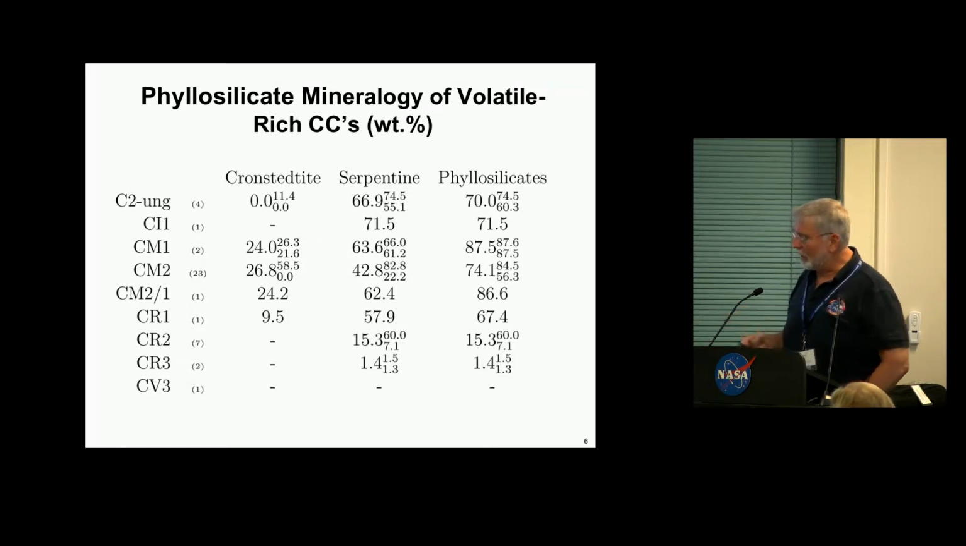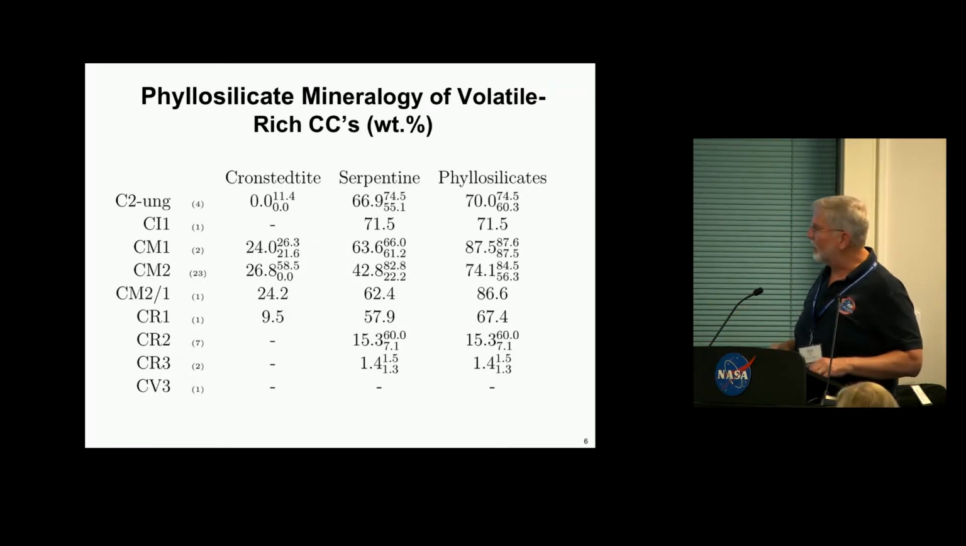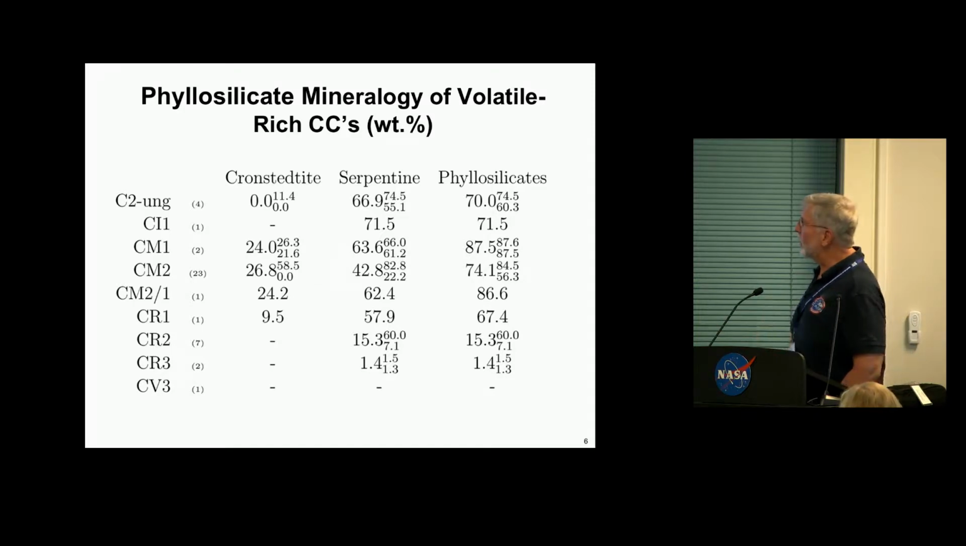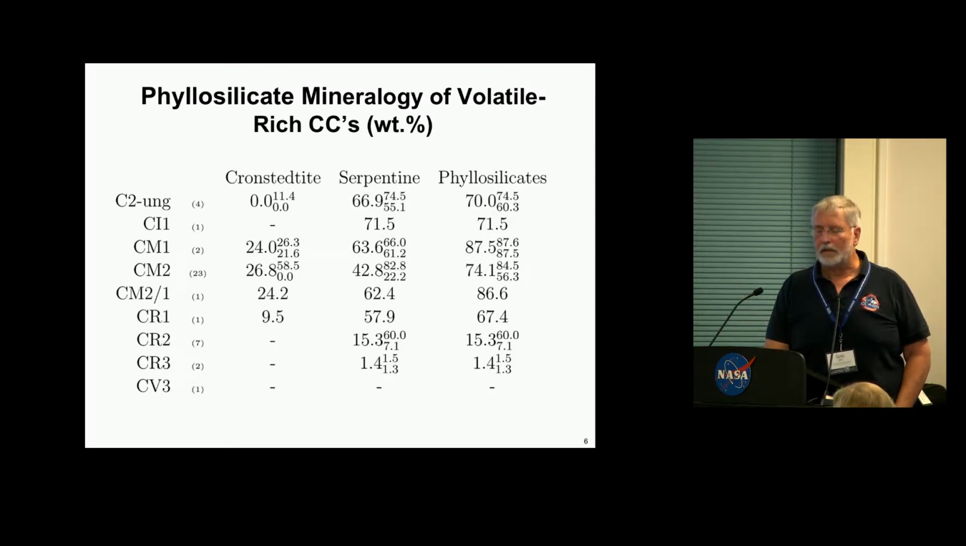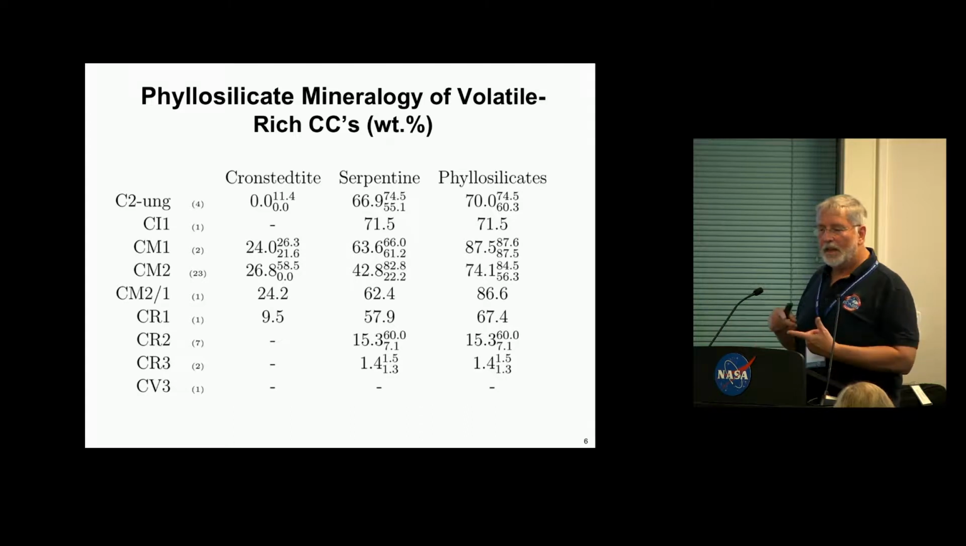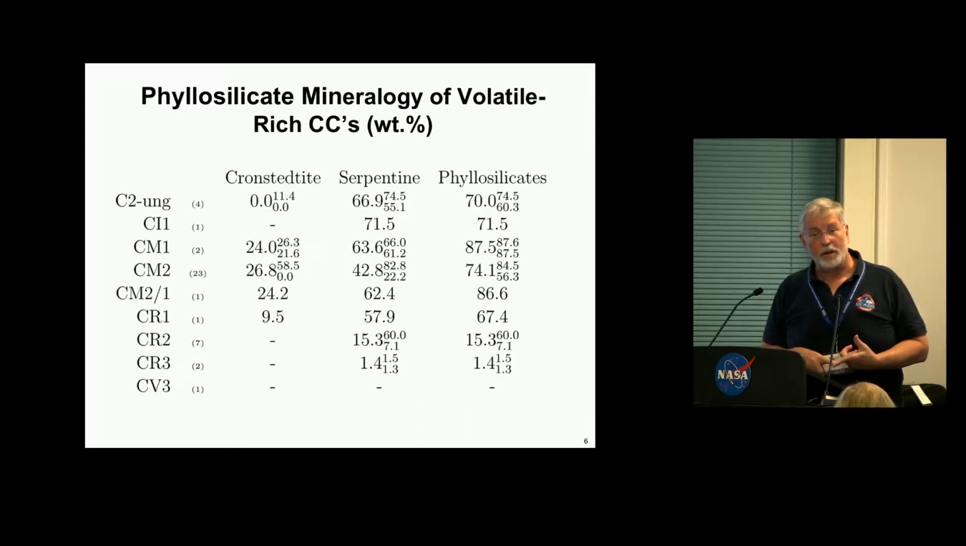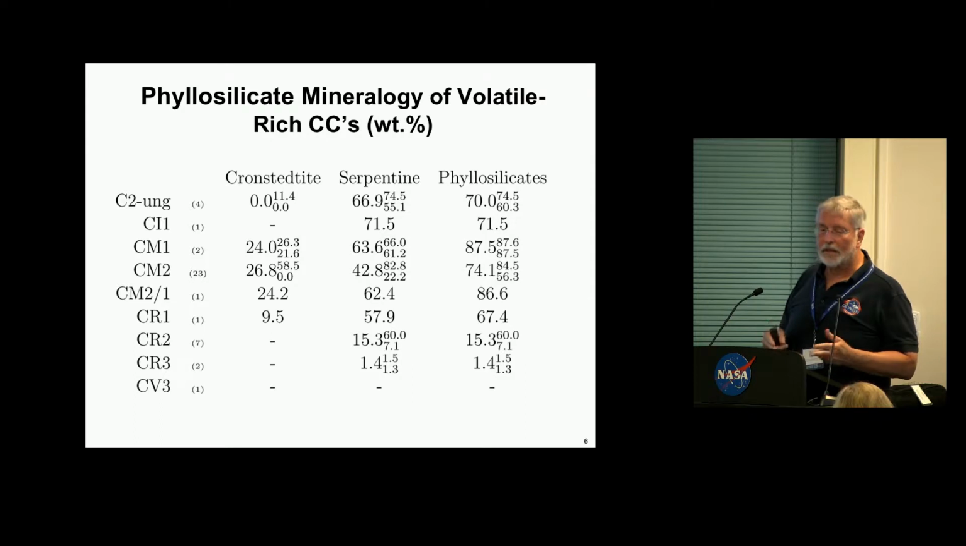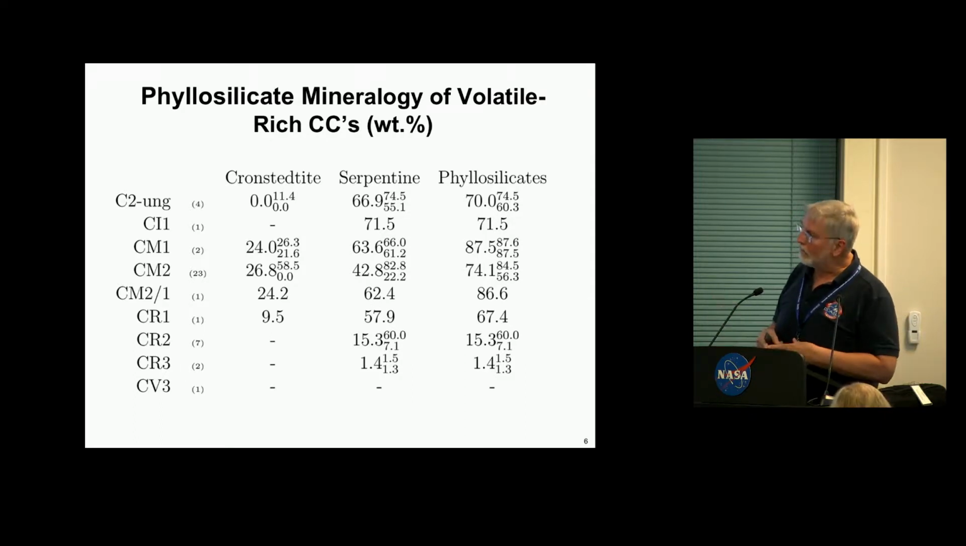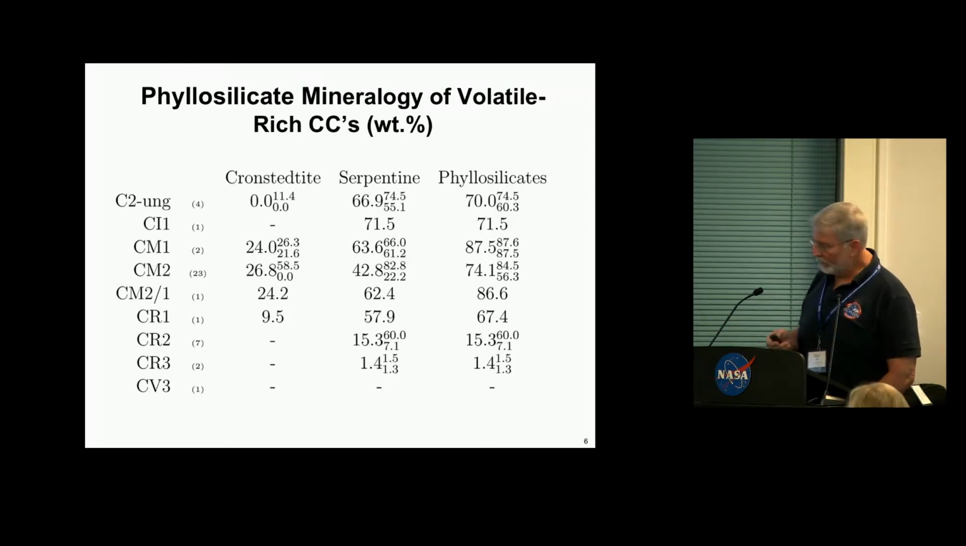So if you look at the volatile-rich carbonaceous chondrites, serpentine and its various polymorphs just dominate the mineralogy. And so a quick lesson in serpentine mineralogy. Serpentine is a broad group in mineralogy, and you have magnesium-rich polymorphs: antigorite, lizardite, and I can't remember the next one. And then you have an iron-rich polymorph, cronstedtite.